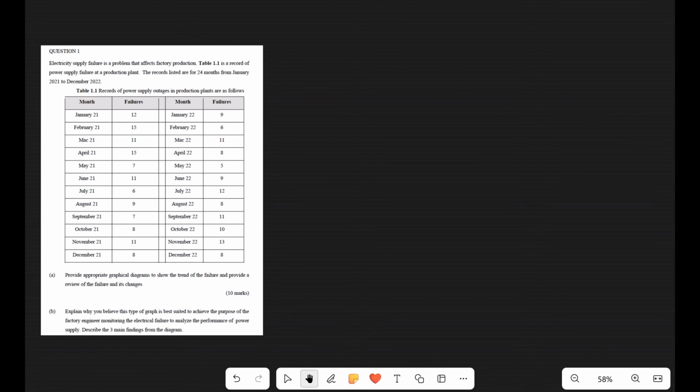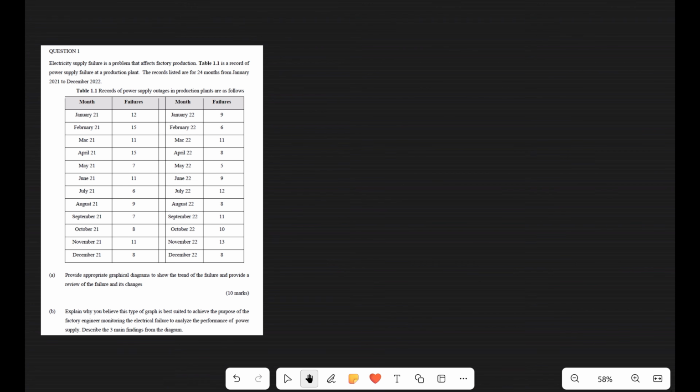Okay, question 1 for the final exam example from last year. The question is showing the electricity supply failure is a problem that affects factory production. Table 1.1 is a record of the power supply failure at a production plant. The records listed are for 24 months from January 2021 to December 2022. Provide an appropriate graphical diagram to show the trend of the failure and provide a review of the failure and its changes.